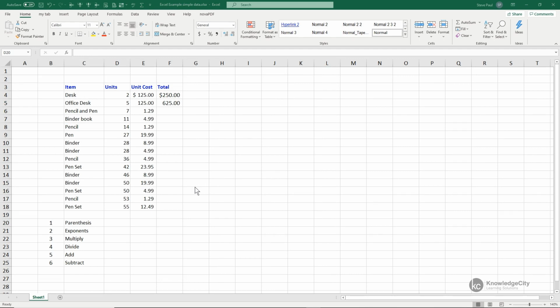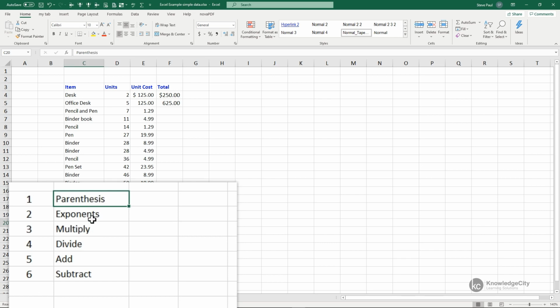Back on this worksheet, we're going to go over a few things. Here we have a little chart with parentheses, exponents, multiply, divide, add, and subtract. And when Excel wants to do a formula, this is the priority that it uses. There's parentheses, it does that calculation first, then an exponent second, then multiply third, divide fourth, add fifth, and subtract is the last.